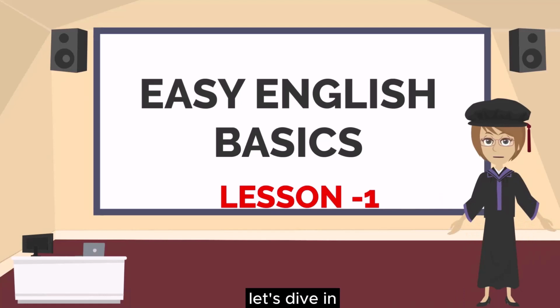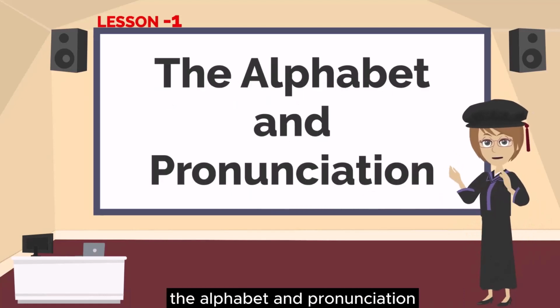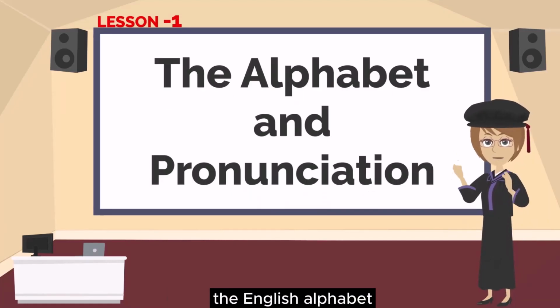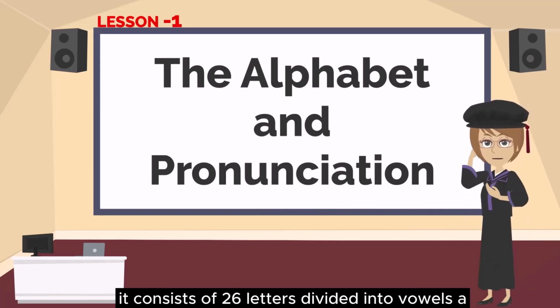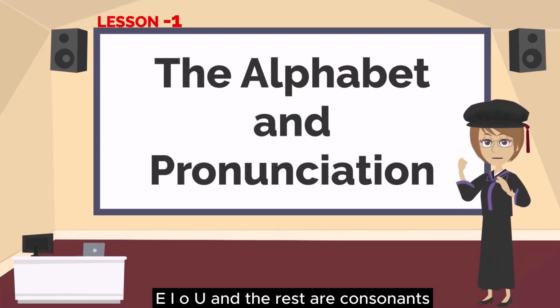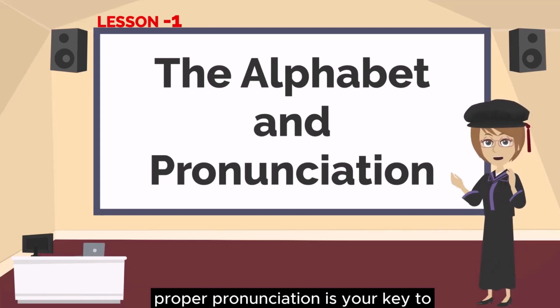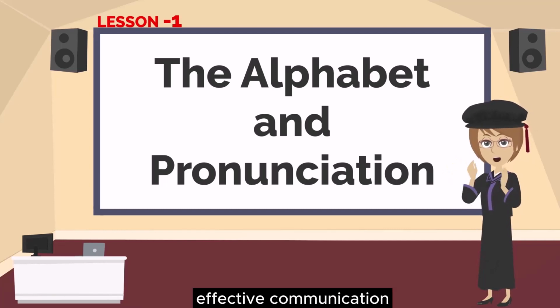Let's dive in. The alphabet and pronunciation. First things first, the English alphabet. It consists of 26 letters, divided into vowels, A, E, I, O, U, and the rest are consonants. Proper pronunciation is your key to effective communication.